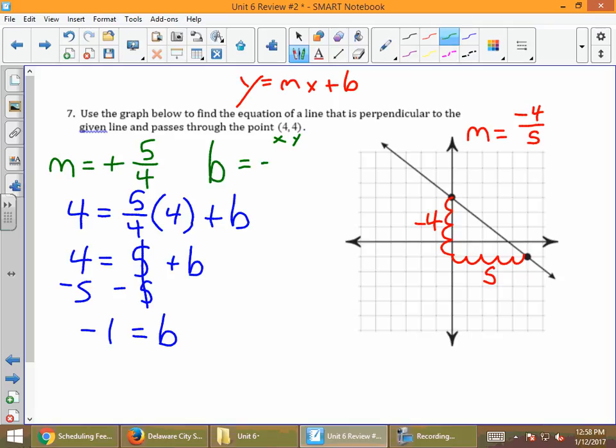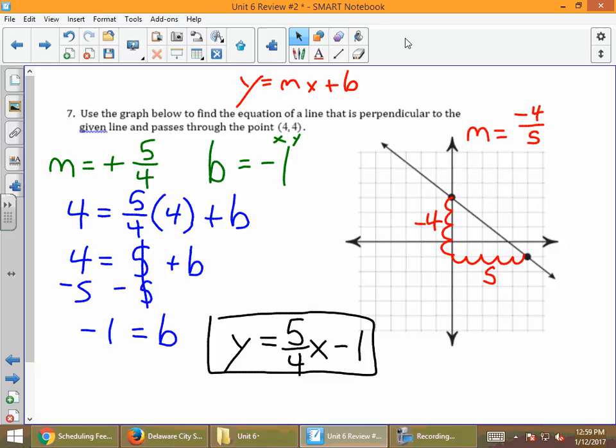The b is -1. Because I have my m, because I have my b, I can write it in its standard form now. So when I rewrite it, go to that equation, return y and x where they were at, so they're back to y and x. I put my new m in there, 5/4, and put the x right behind it, and then my b of -1 goes behind that. That is an equation of a line that's perpendicular to that line and goes to that point 4, 4.